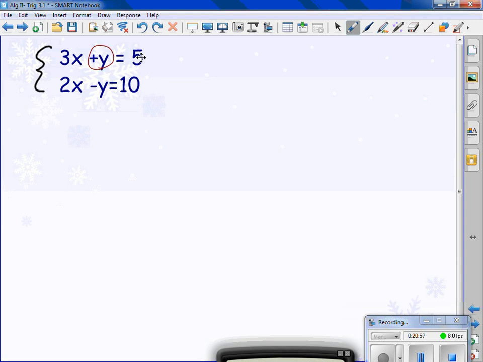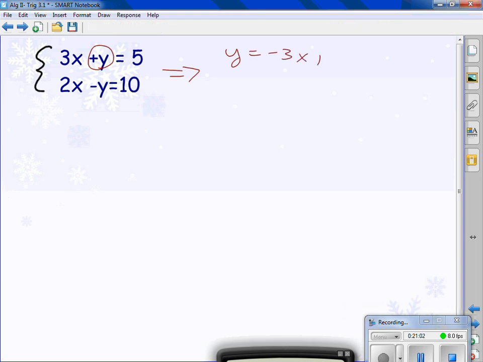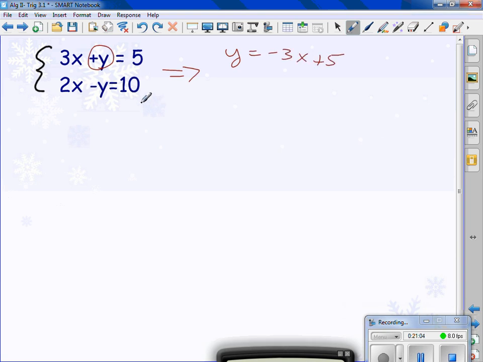So I need to move the 3x over. So I have y equals negative 3x plus 5. All I did was rearrange the top one. Once I rearrange that, what do I do? I already have y equals. I substitute this into the bottom equation for y. Since y equals negative 3x plus 5, I put it in there.